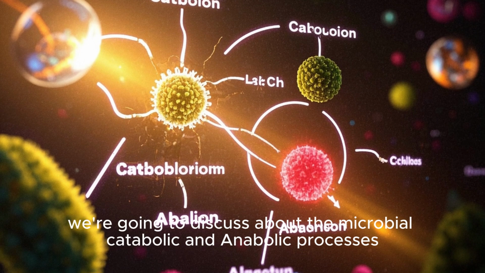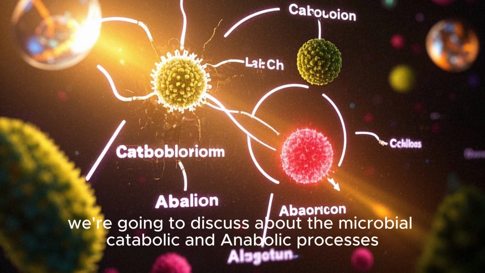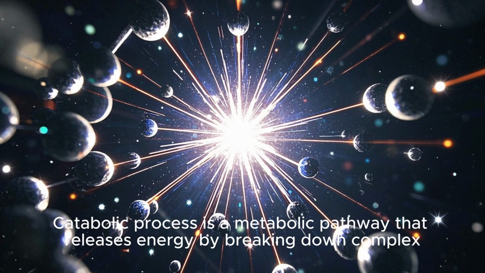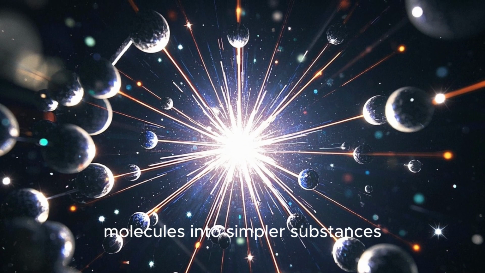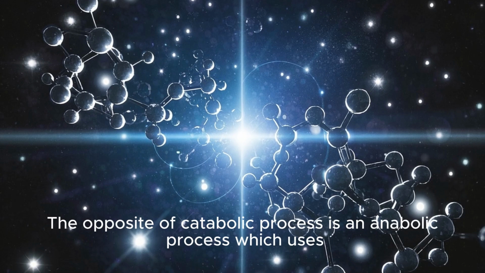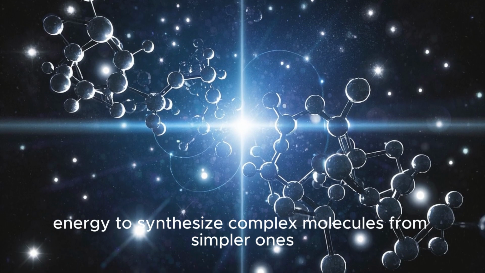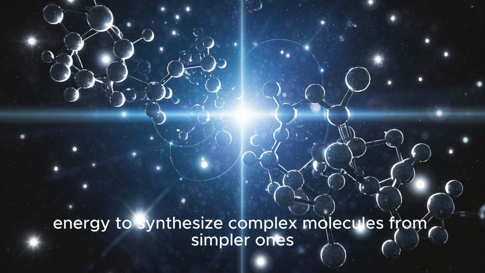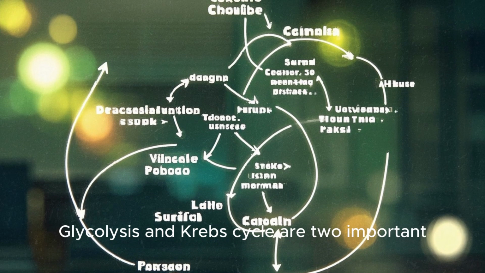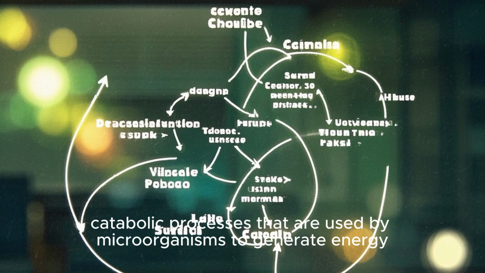In this episode we're going to discuss the microbial catabolic and anabolic processes. A catabolic process is a metabolic pathway that releases energy by breaking down complex molecules into simpler substances. The opposite of a catabolic process is an anabolic process, which uses energy to synthesize complex molecules from simpler ones. Glycolysis and the Krebs cycle are two important catabolic processes that are used by microorganisms to generate energy.